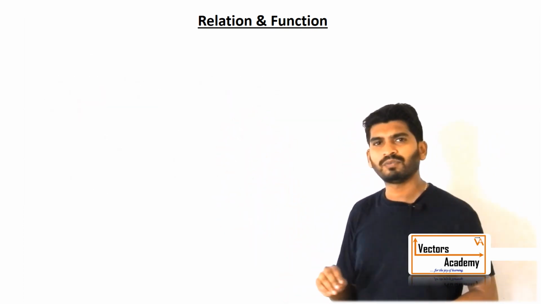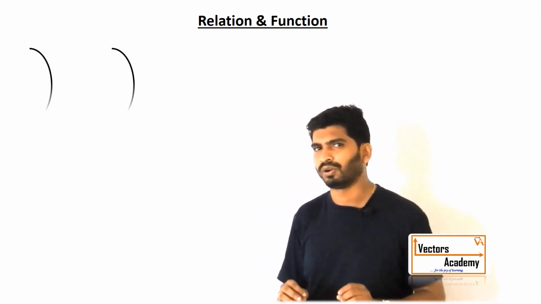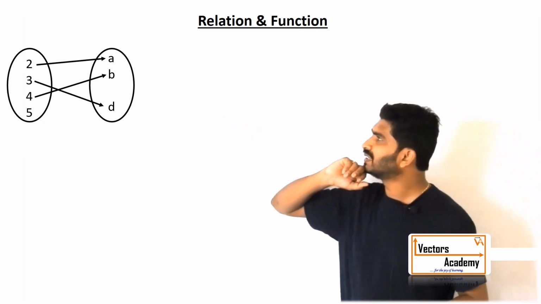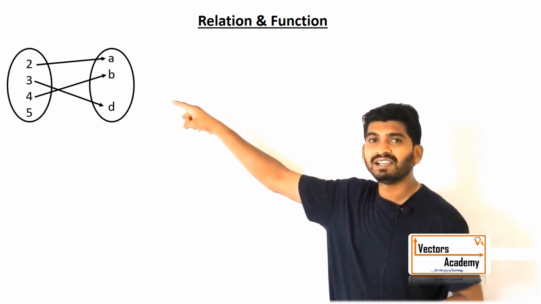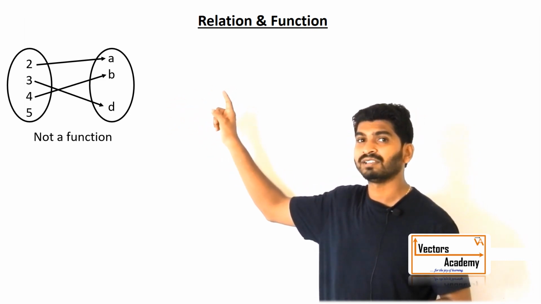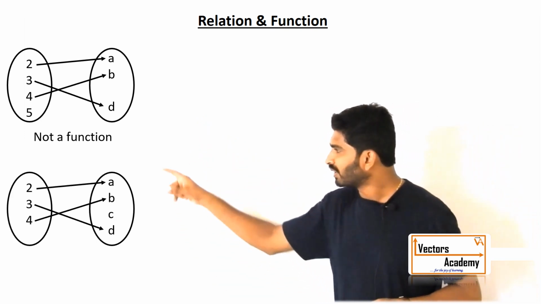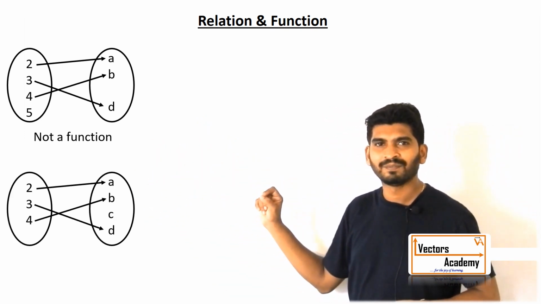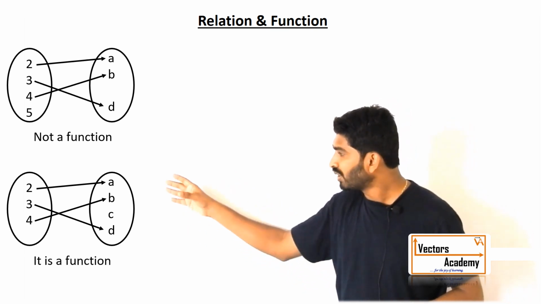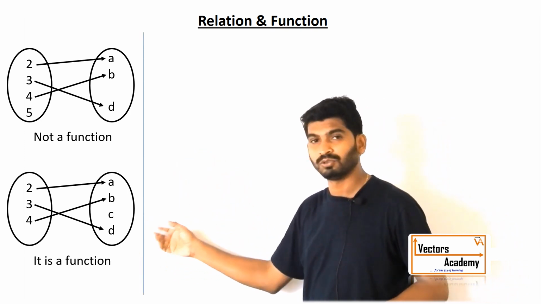We'll take a look at a few relations and identify whether each relation is a function or not. Look at this first example. You can see one of the elements in the domain is remaining. It has not been connected to an element in the range. So, it is not a function. Whereas, in this example, you can see all the elements are connected, so we can say it is a function. We don't have to worry about the elements in the range. We just have to worry about all the elements in the domain.